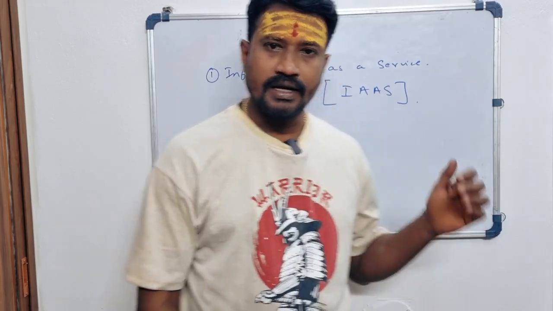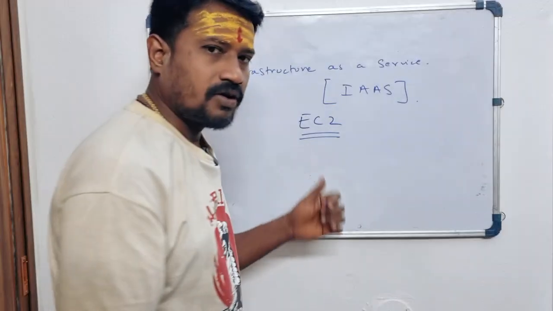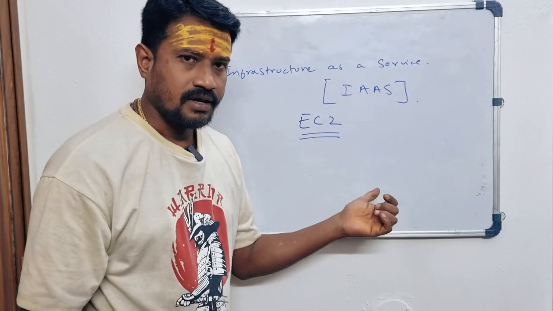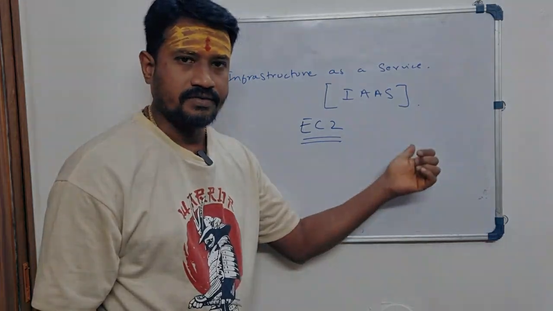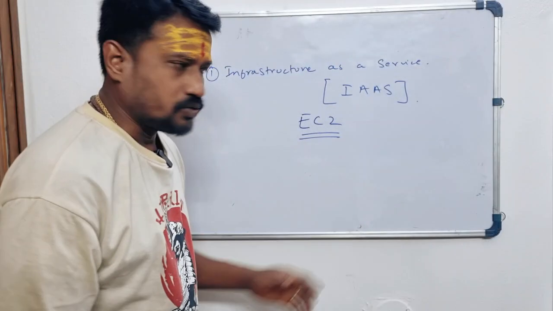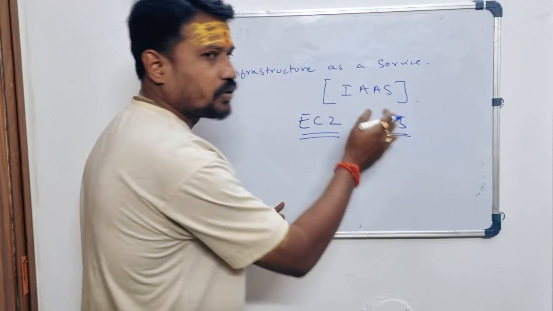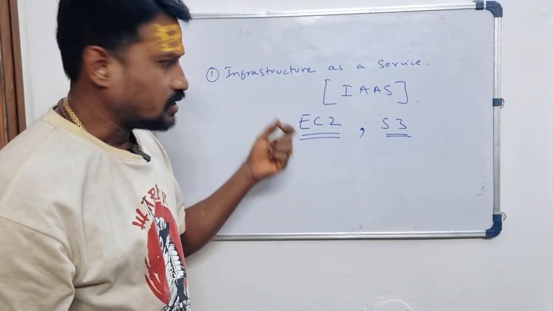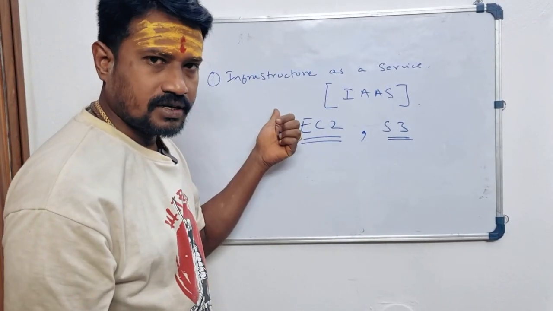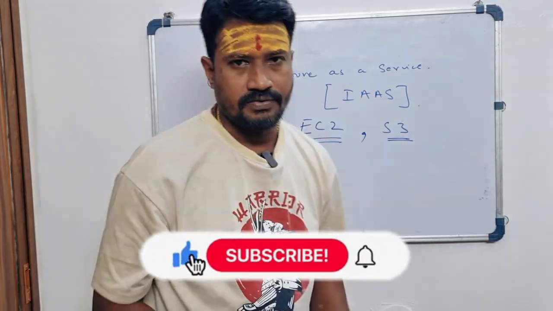For example, in AWS, we can consider EC2. We will discuss EC2 in our later sessions, but remember, EC2 is an infrastructure as a service. Apart from EC2, AWS also provides S3, which is a storage service. Since storage is related to infrastructure and EC2 is related to infrastructure, these things are categorized under infrastructure as a service.